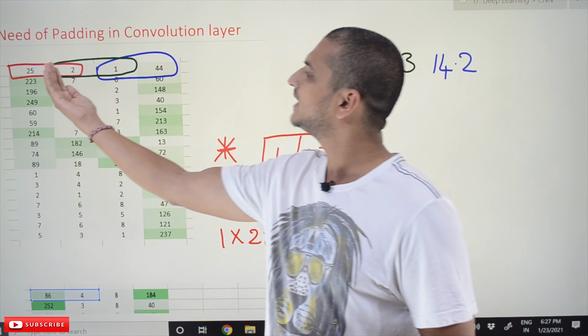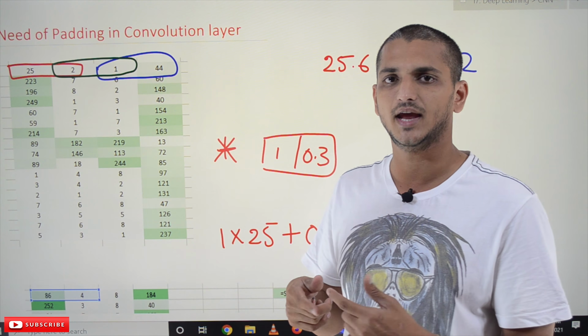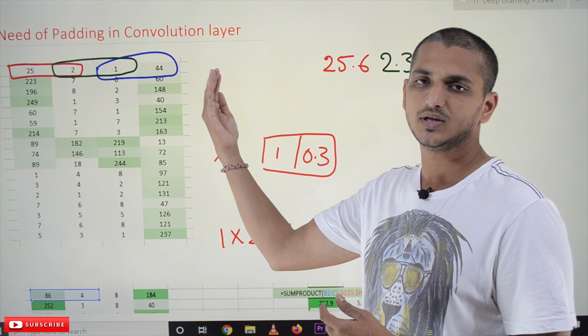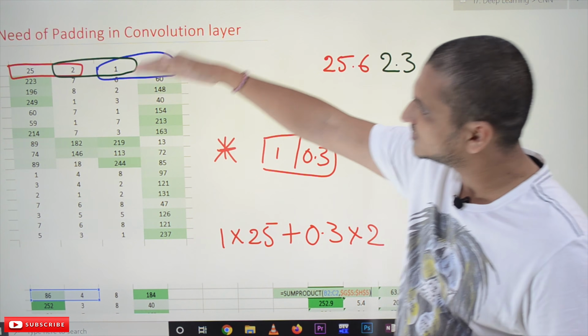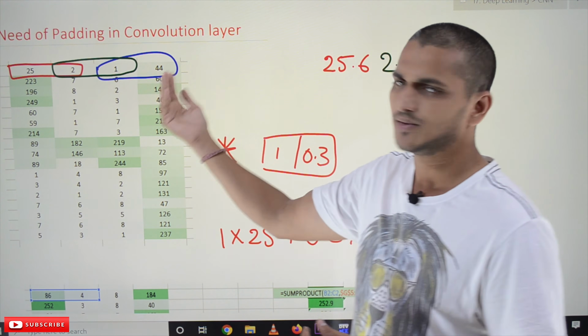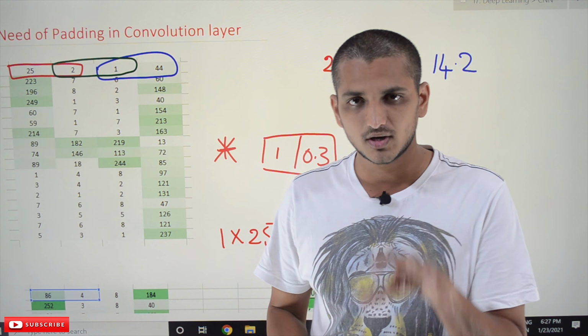Next we move it one step right, then we do the convolution operation again. Next one step right and we do the convolution operation again. So these are the values which we got. Next one line down, we do the same thing for all the lines. That is what we are doing in our convolution operation.